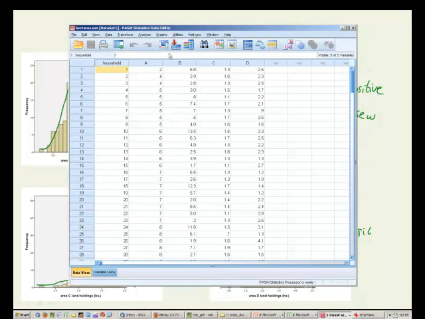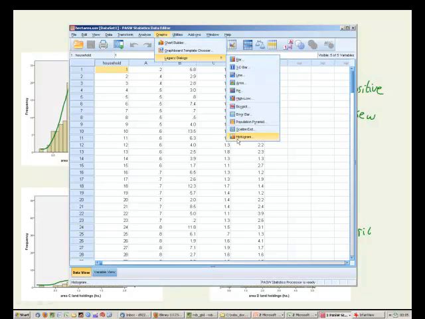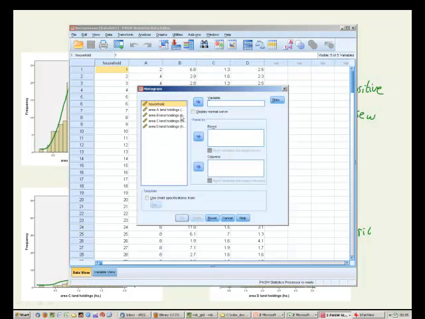We go back to Excel and redo some of these charts. I'll just do one of them. If I redo the histogram for A, using the special histogram command, there's an option here to display a normal curve.